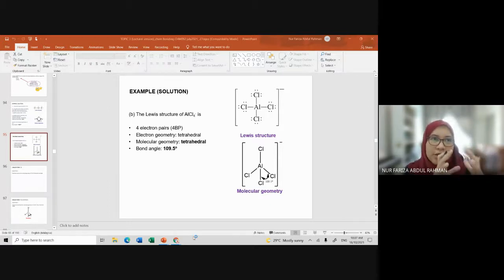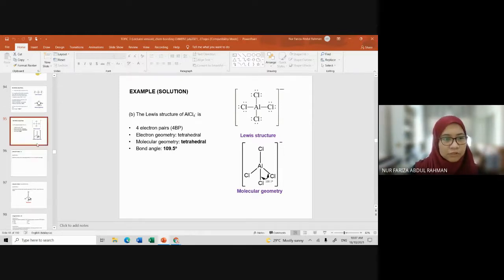Once you have the Lewis structure and you have identified the electron geometry, you transform your Lewis structure into an electron geometry sheet, and then you identify the molecular geometry. You have to draw based on electron geometry first. Then only will you be able to determine the molecular geometry.